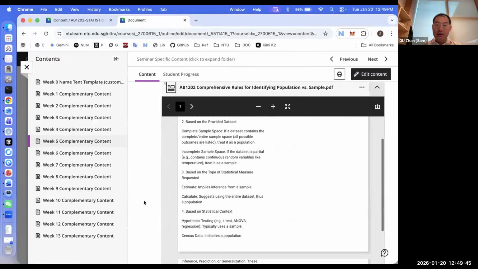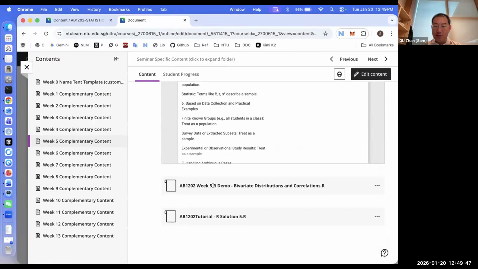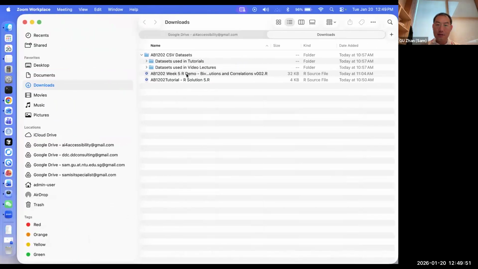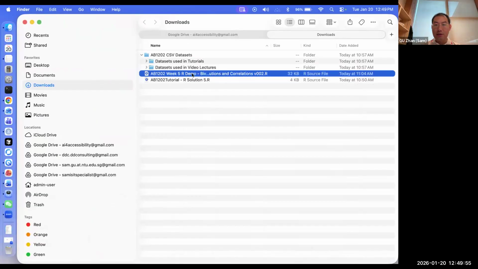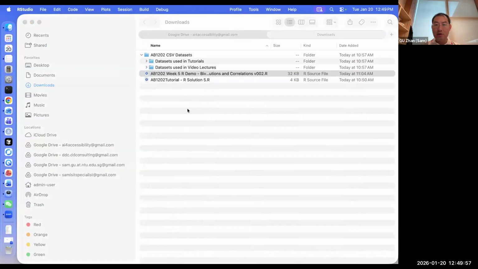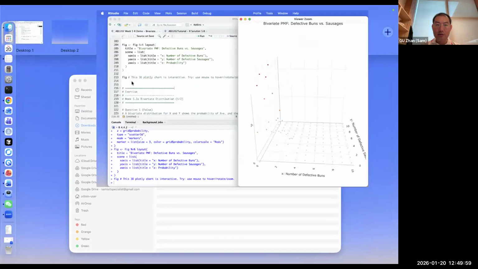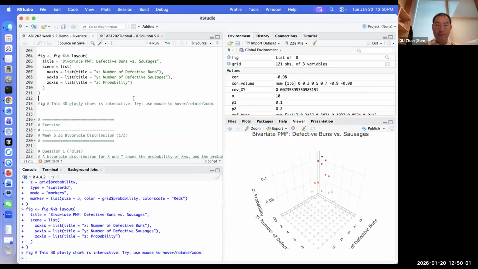Okay, so now next we are looking at the week 5 R demo. I've already downloaded the R demo here, this one. After you download it, double click to open it, and it will open in the R software.